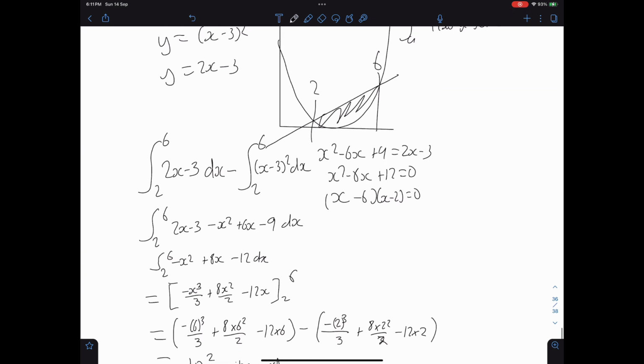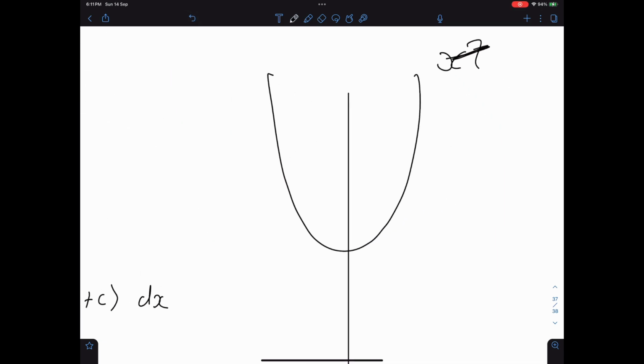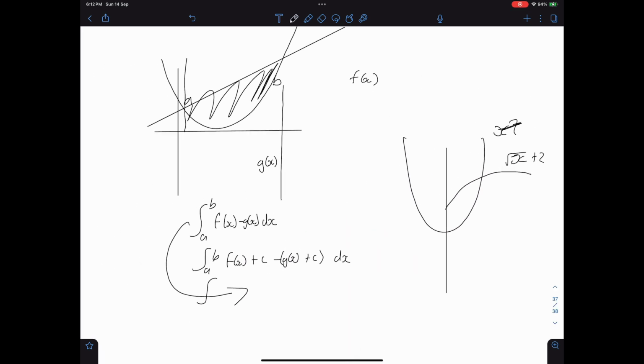And remember, sometimes it might be two different curves. So, for example, you might end up having to do something like, between x squared, well, so that's x squared, right? And let's say something like root x plus 2 or something, and then you have to find this area.